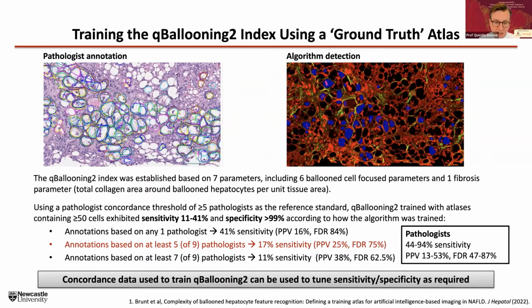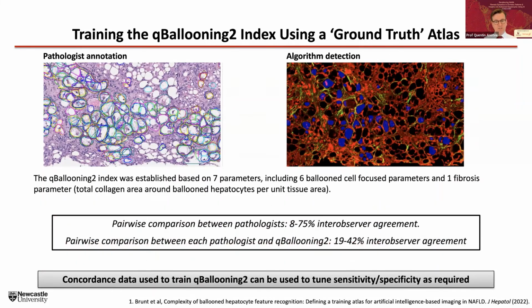So what we're seeing here is that concordance data being used to train Q-ballooning 2 can help us train or tune, if you like, the sensitivity versus the specificity to either identify more cells but at the cost of a higher false discovery rate, or to detect fewer cells with a greater degree of certitude that these are indeed ballooned and would be judged to be so by the majority of pathologists.